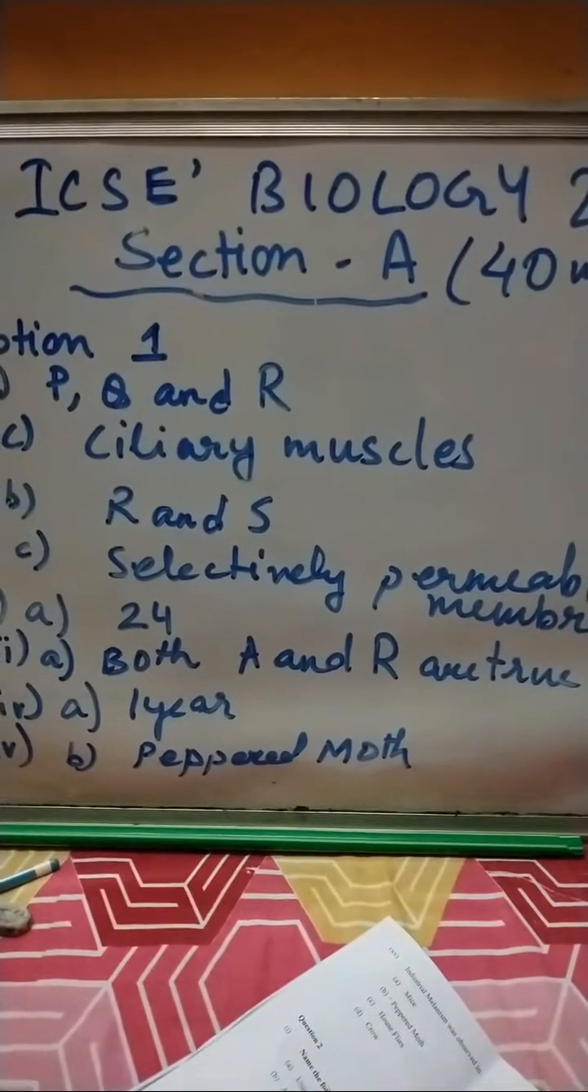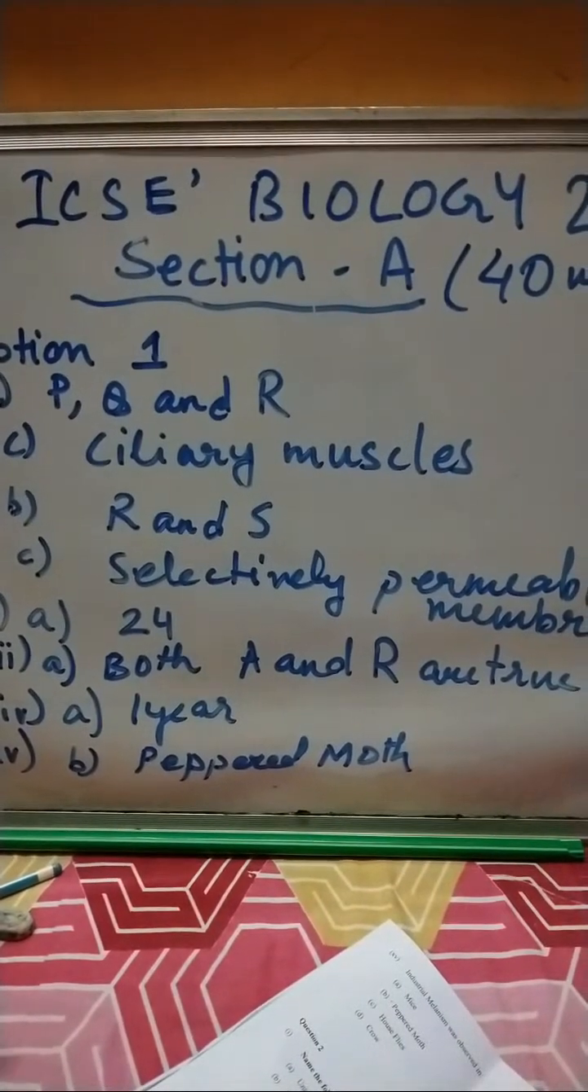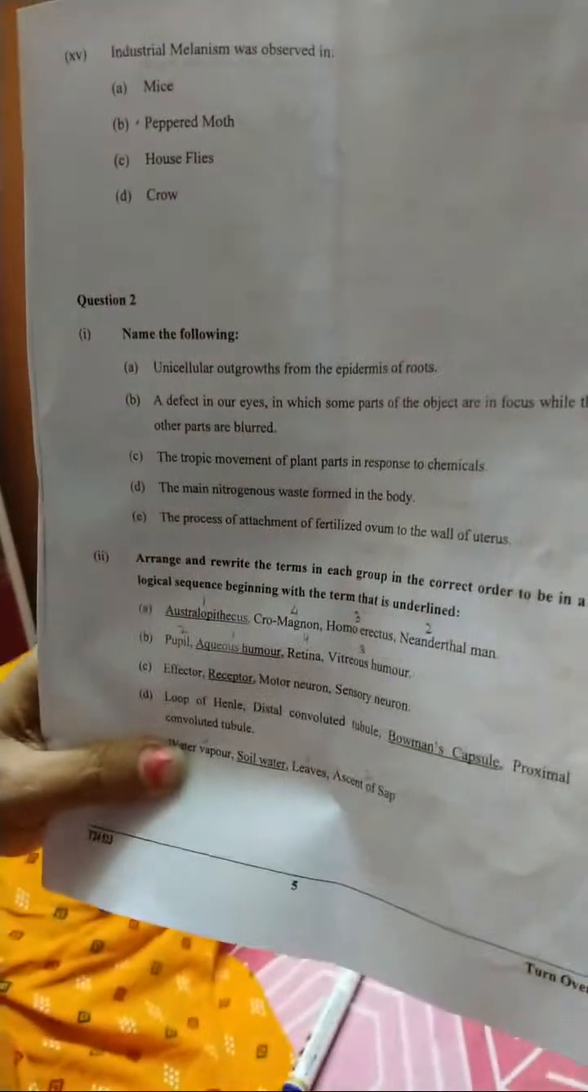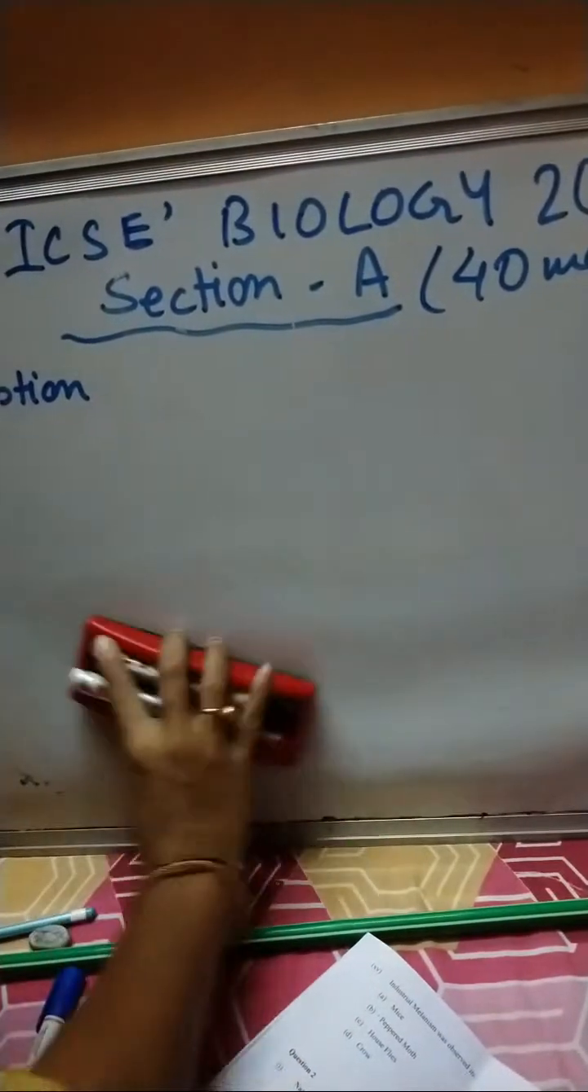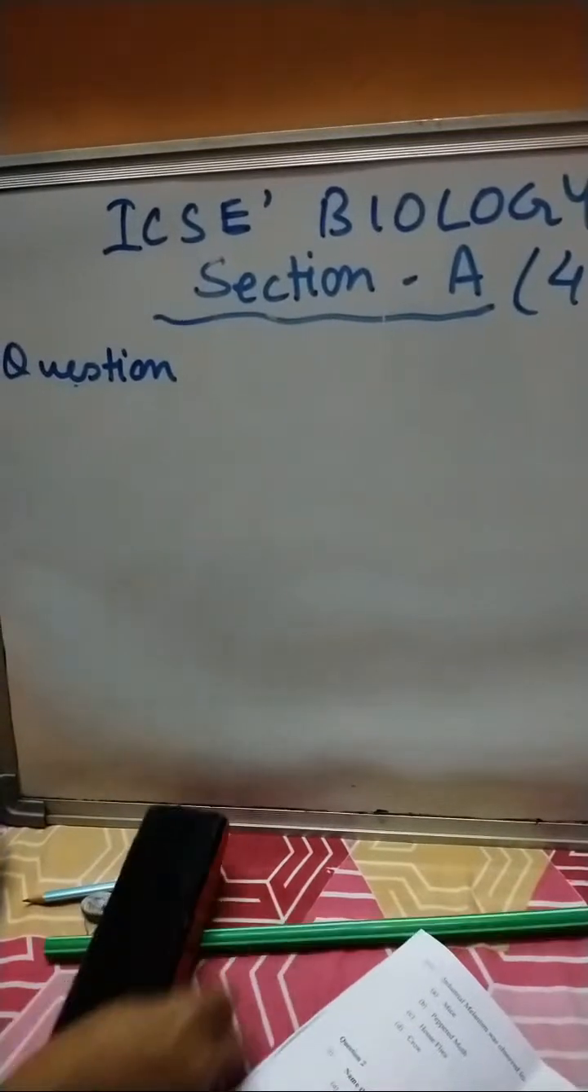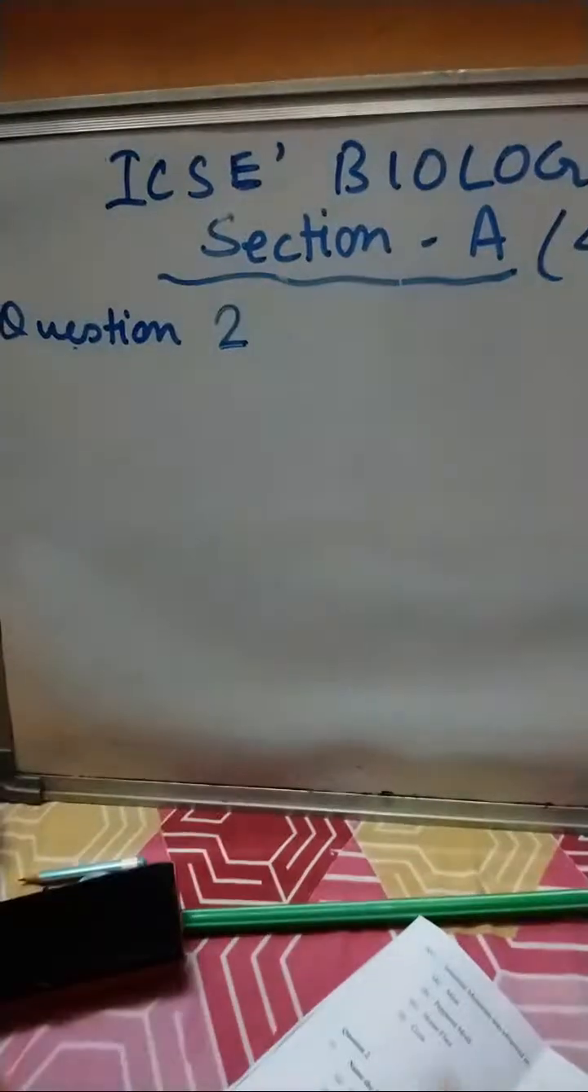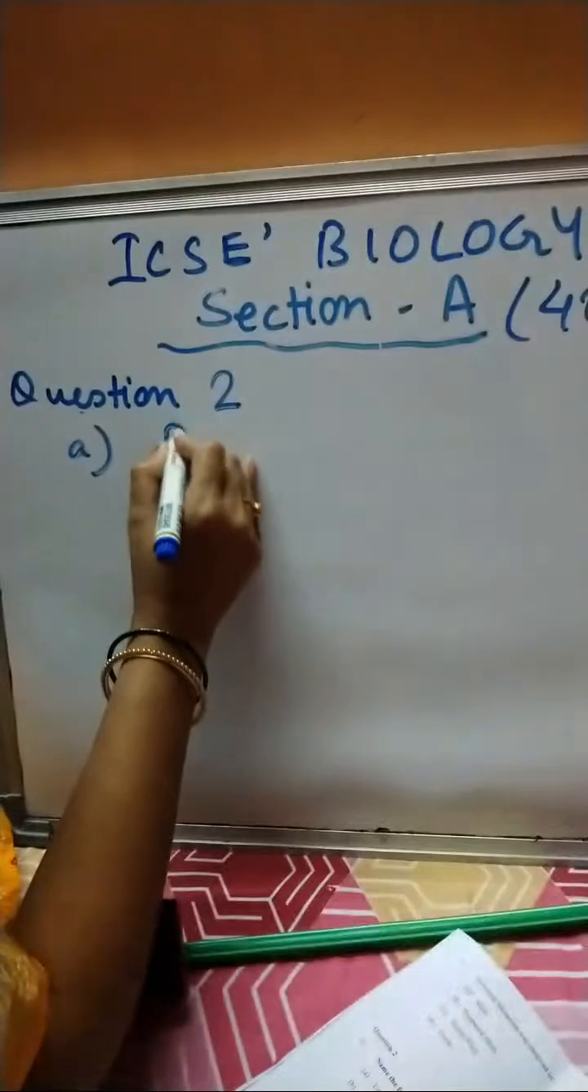We'll go with the second question, that is name the following, which deals with the technical terms, that is give one word for. I'm writing the answers of all of them on the board. You can check. So question number 2. First one, name the following: unicellular outgrowth from the epidermis of the roots. The answer is root hair.